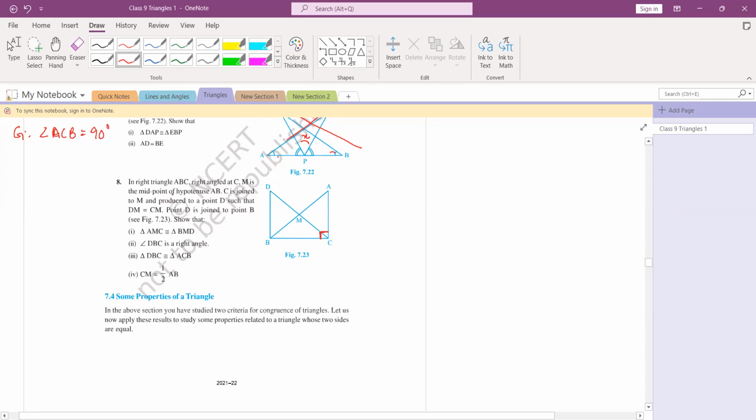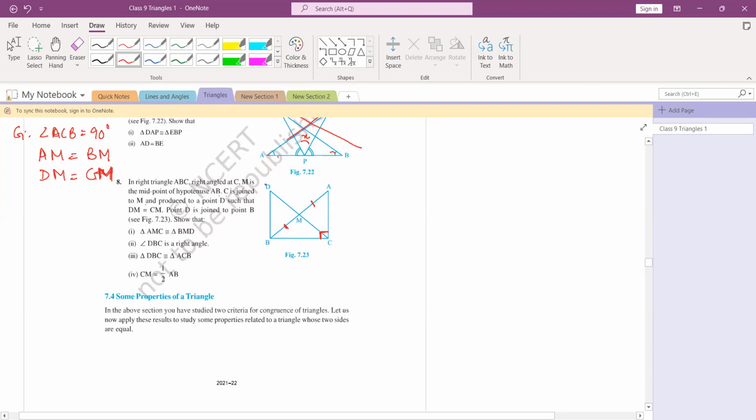Okay. M is the midpoint of hypotenuse AB. So M is the midpoint of AB. That means this side is equal to this side, right? So AM is equal to BM. This is given. C is joined to M and produced to a point D such that DM is equal to CM. Now this is again given. See, there's nothing here. Just try to understand the language of the question and gather whatever information is given to you. Note it down. Point D is joined to point B.